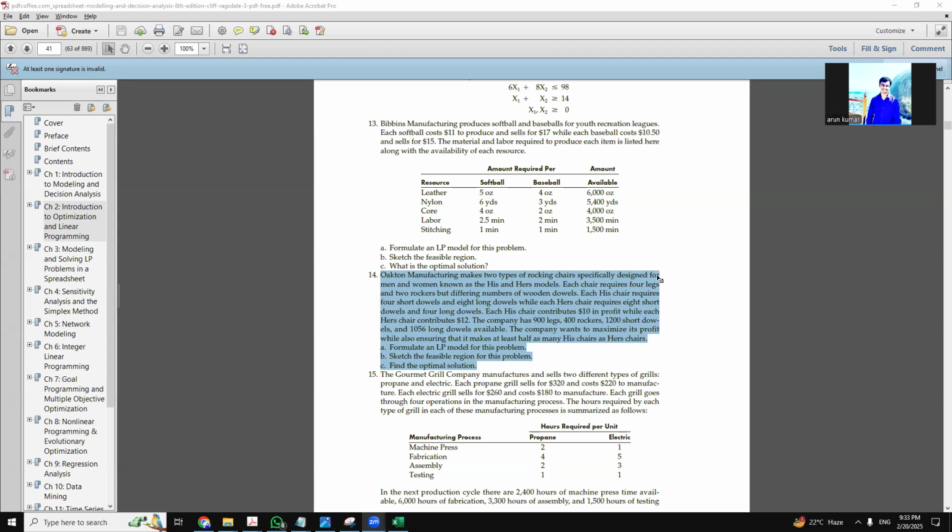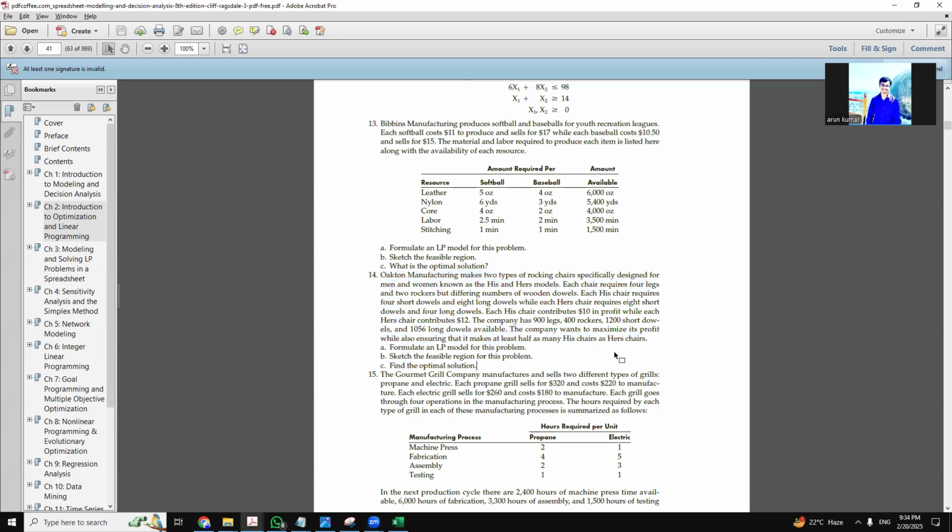Today I'm providing the solution of this question from the textbook Spreadsheet Modeling and Decision Analysis, question number 14 of chapter number 2. Oakton Manufacturing makes two types of rocking chairs, specifically designed for man and woman, known as the his and her models. Each chair requires 4 legs and 2 rockers, but different numbers of wooden dowels.